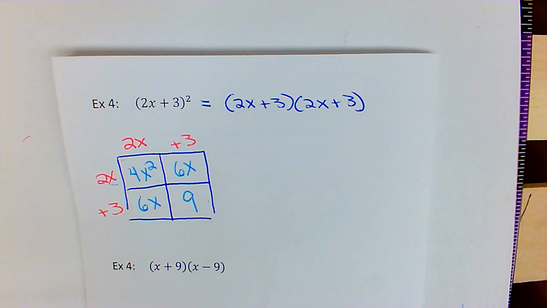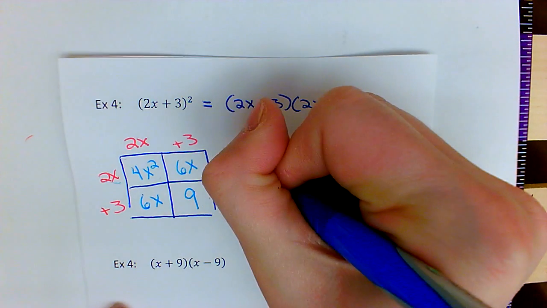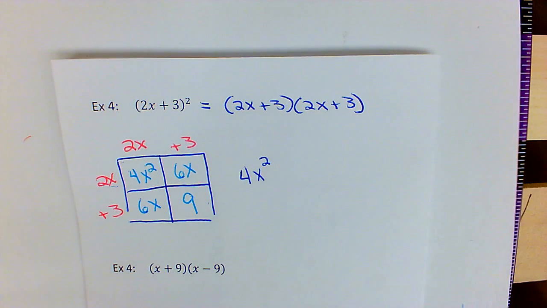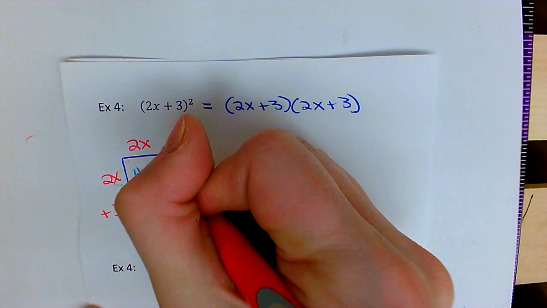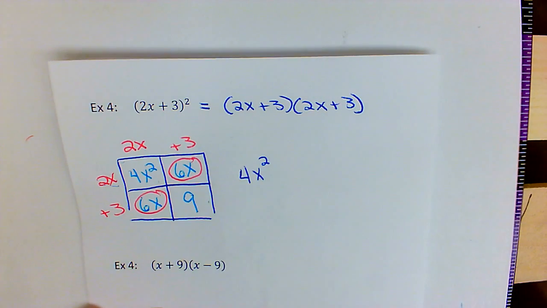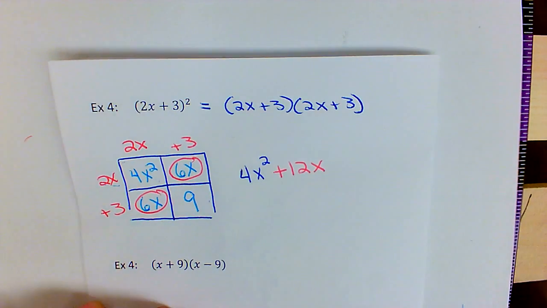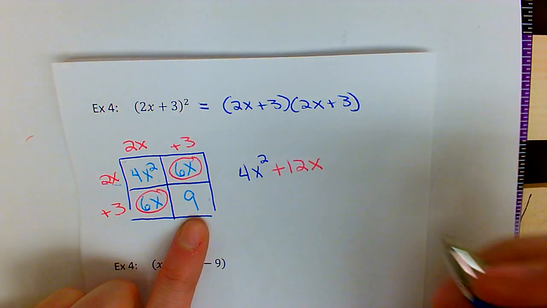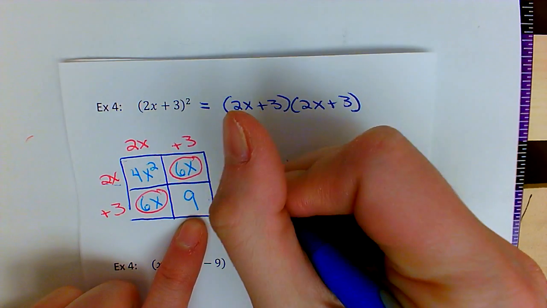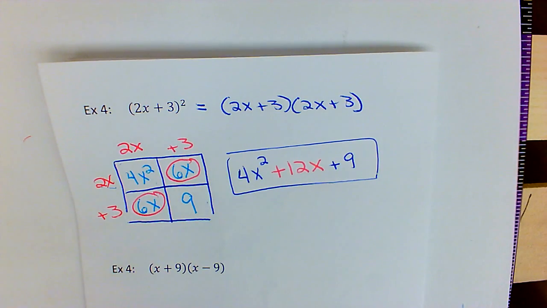After you do that, you still need to combine the like terms. I've got 4x squared out there in the front, but the like terms are 6x and 6x. When you add those together, it gives you a positive 12x. And then don't forget about the positive 9 right here. Make sure you put a plus sign because it is a positive number.